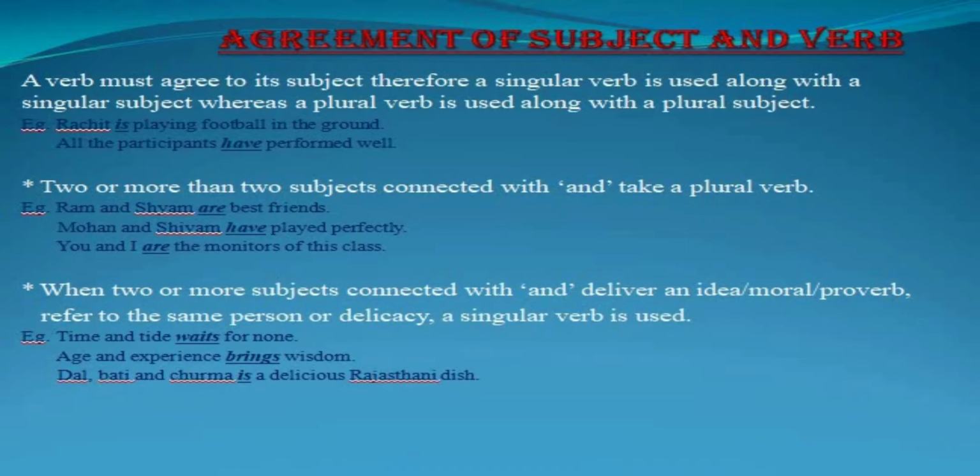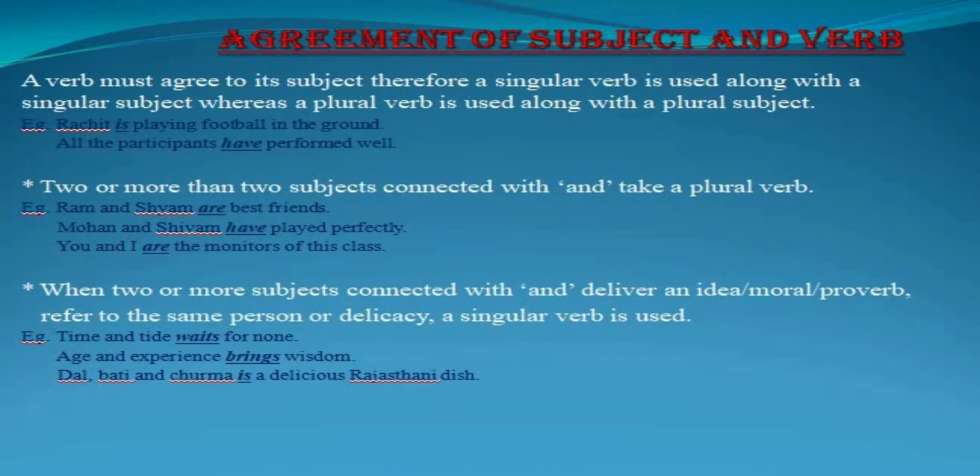Rachit is playing football in the ground. So Rachit is the subject of the sentence, which is a singular one, so we have used here is, a singular verb. Next example is: all the participants have performed well. So here in this sentence the subject is all the participants, which is a plural subject. So we have used here have.